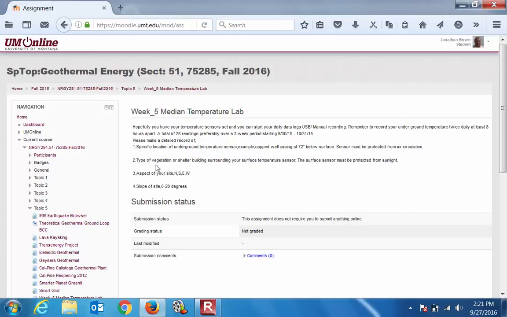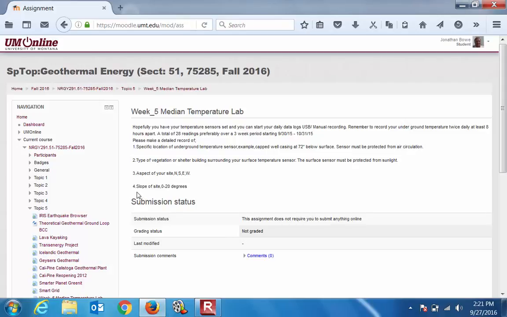Type of vegetation is real important. Number 2, type of vegetation or shelter building surrounding your surface temperature sensor. The surface sensor must be protected from sunlight. Number 3, aspect of your site. Does it face north, south, east, or west? South and west slopes are usually warmer than the northeast slopes as far as surface temperatures go. That does translate underground somewhat, but not to 6 feet. Oh, I'm giving it away, huh?